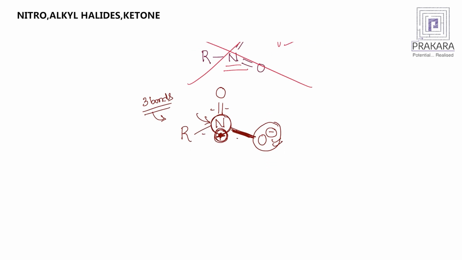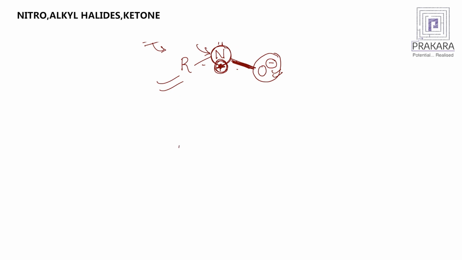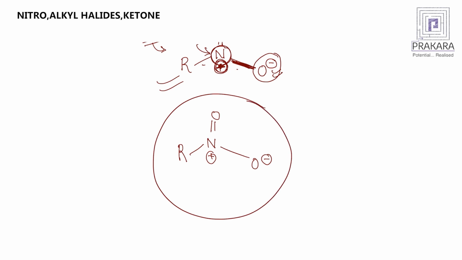To understand this, we have to see the electronic configuration of nitrogen and why it can't expand its octet. It will just need 3 more electrons to complete its octet. So this is a very important thing about nitro compounds: the structure will be N double bond O, there will be a positive charge on this nitrogen, and your oxygen will have a negative charge. So these are the nitro compounds.